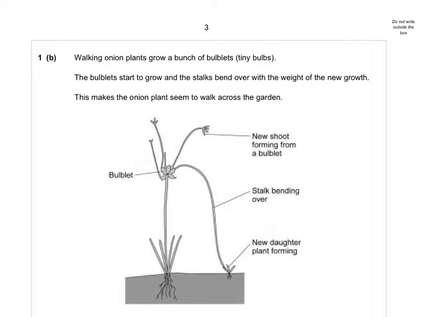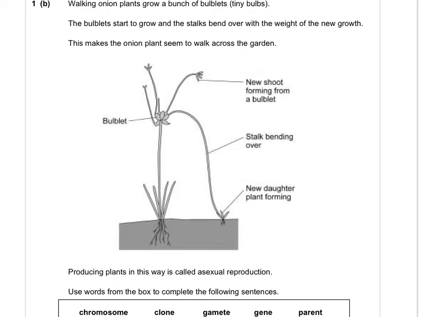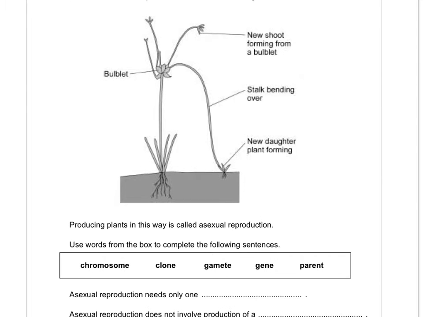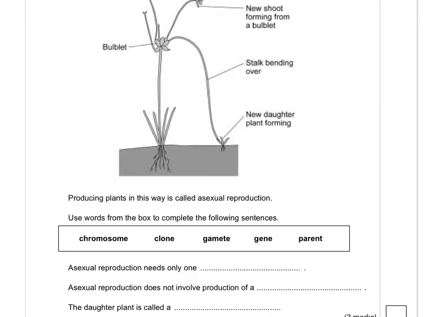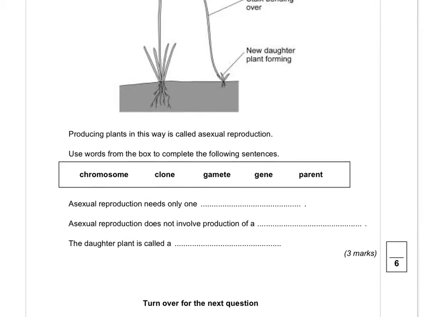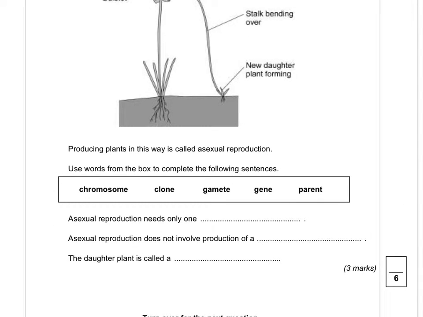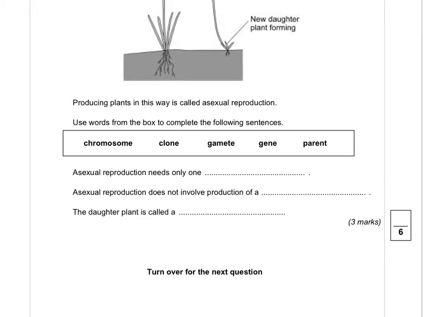1B. Walking onion plants grow a bunch of bulblets, which are tiny bulbs. The bulblets start to grow and the stalks bend over with the weight of the new growth. This makes the onion plant seem to walk across the garden. We've got a labelled diagram here which describes exactly what we were talking about. Producing plants in this way is called asexual reproduction. Use words from the box to complete the following sentences.